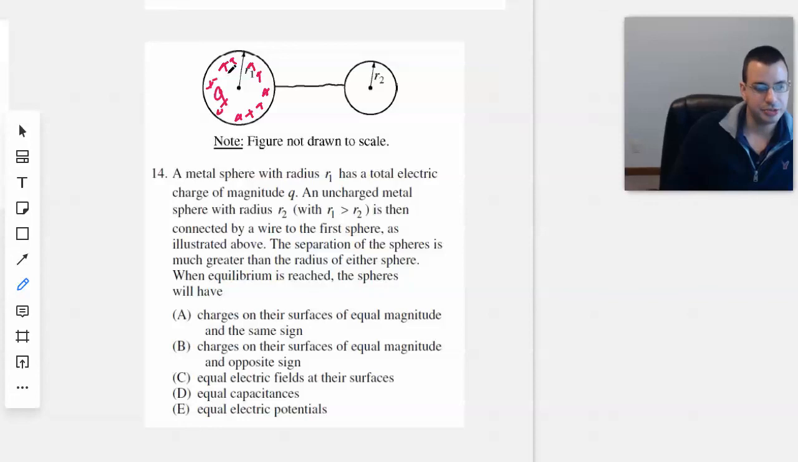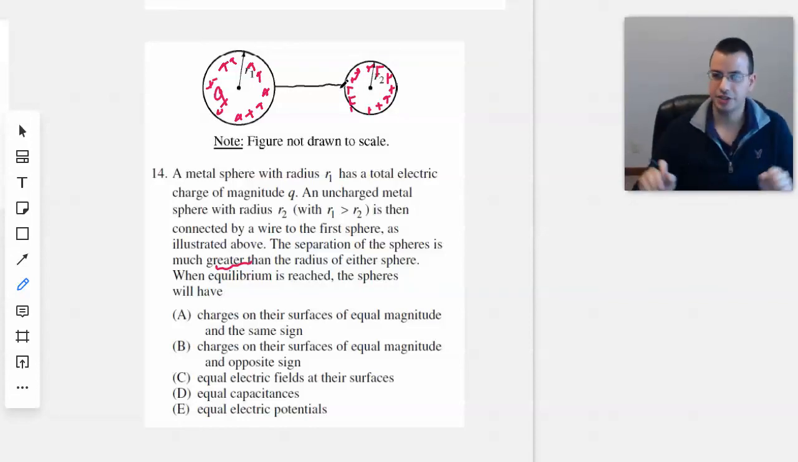Separation of spheres is much greater than the radius of either sphere. Okay, much greater than. This is talking about that way you don't worry about induced charges. So prior to being connected, you don't have these pluses here, and you don't have pluses here. When they're connected, the pluses are going to rush over to R2. And the pluses over here aren't going to interfere with the pluses over here and create an uneven distribution.